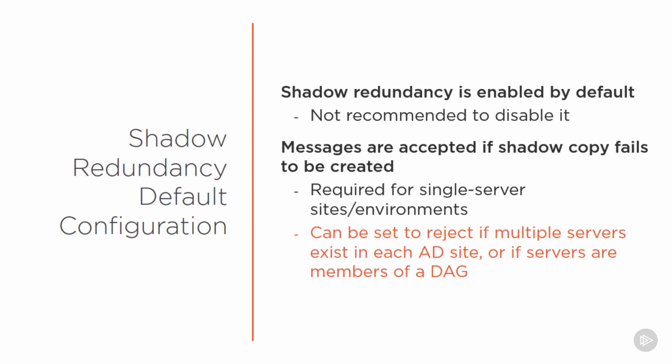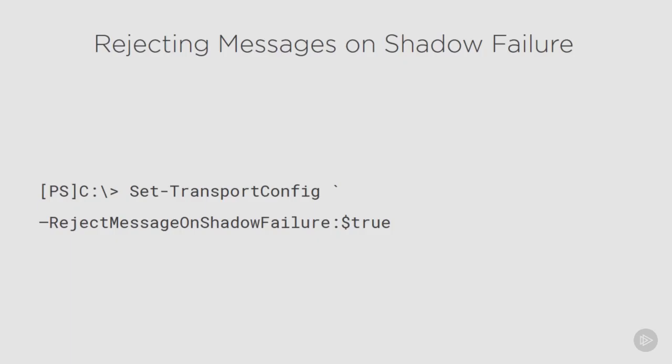For the most part, you'll just want to leave the shadow redundancy configuration alone. And just remember that it is an organization-wide setting and not a per server setting. And it's configured by running the Set-TransportConfig cmdlet.